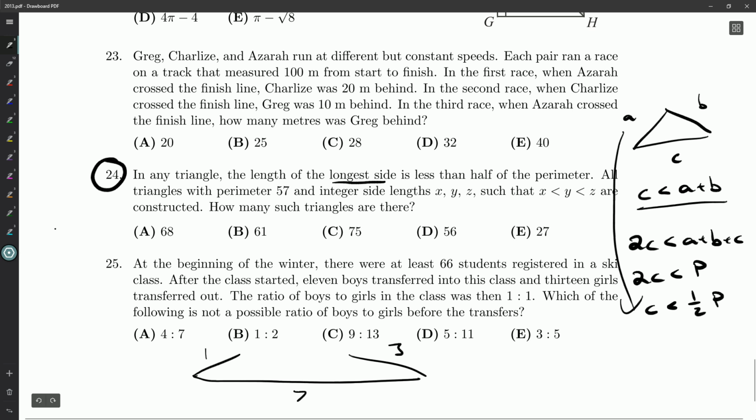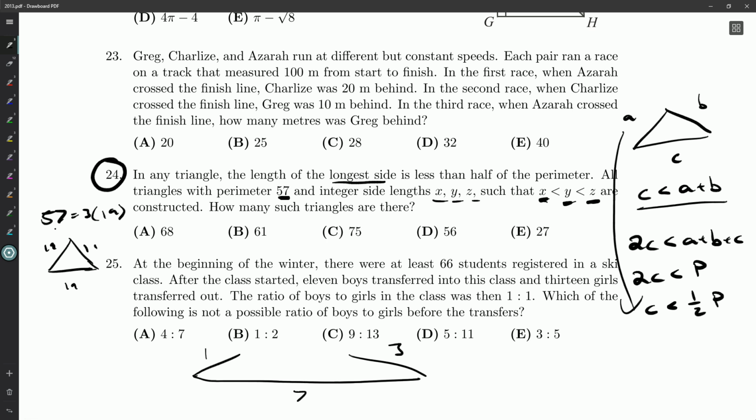All triangles with perimeter 57 and integer side lengths x, y, and z with x less than y less than z. So you'll notice 57 is 3 times 19. We are not talking about the equilateral triangle with 19, 19, 19 here, because they're specifically asking for x, y, and z to be different numbers. X is less than y, is less than z. So we're talking about all the triangles with perimeter 57, integer sides, and the integers are all different numbers. How many such triangles are there?